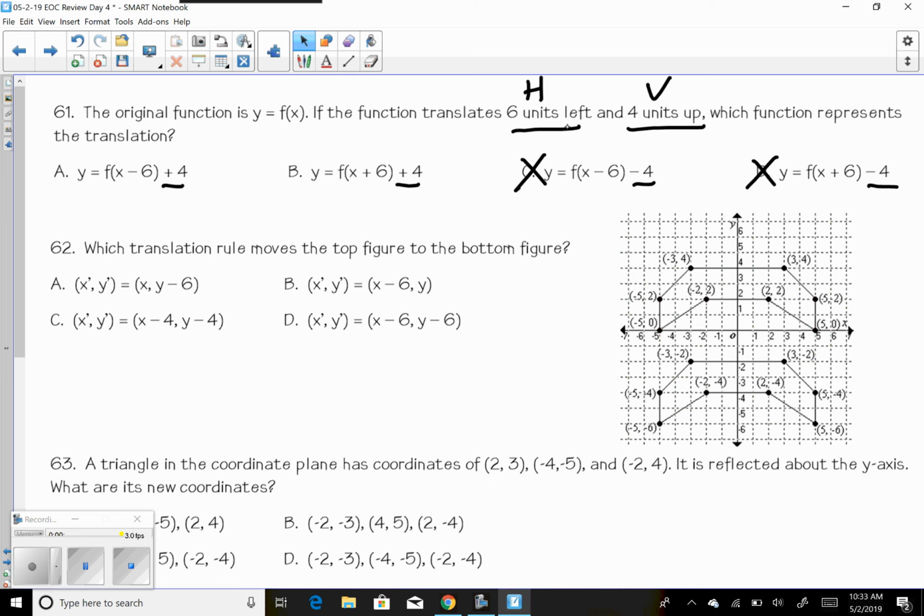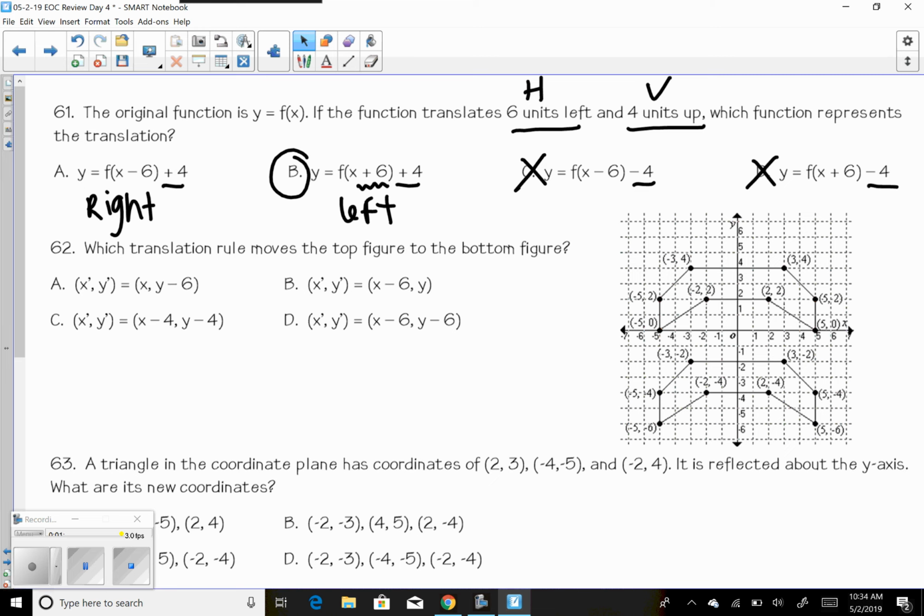So left 6 units. Remember, those go in the opposite direction. So left 6 is like -6, but inside it would be the opposite sign. So if it was -6 and it goes in opposite, then you need a +6 on the inside. So the answer would have to be B. This is right 6, and this is left 6.